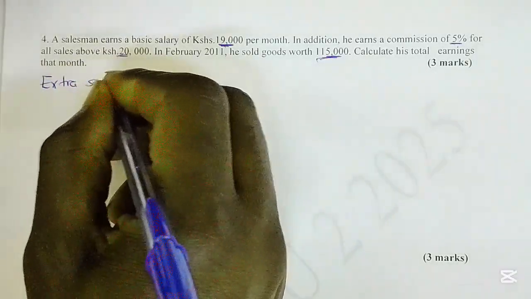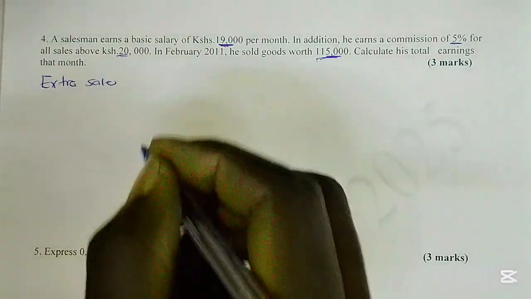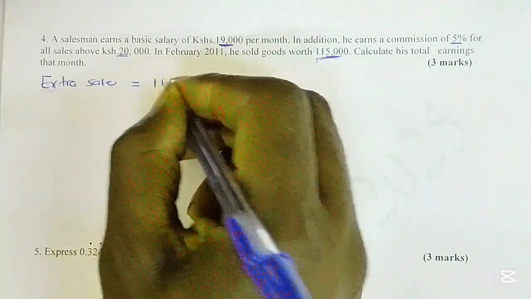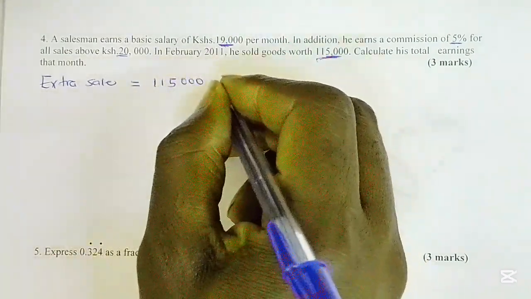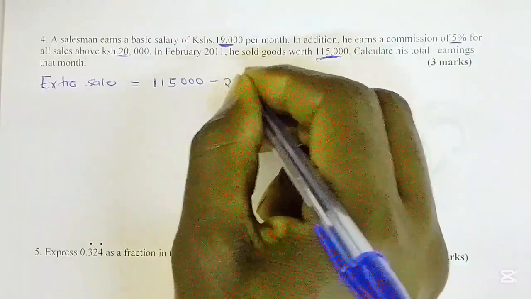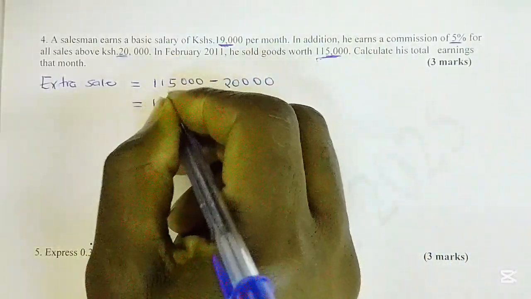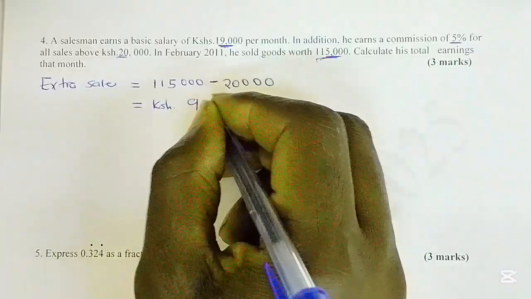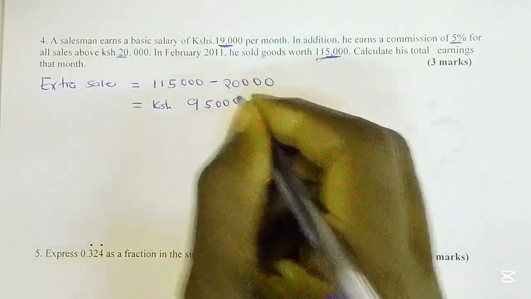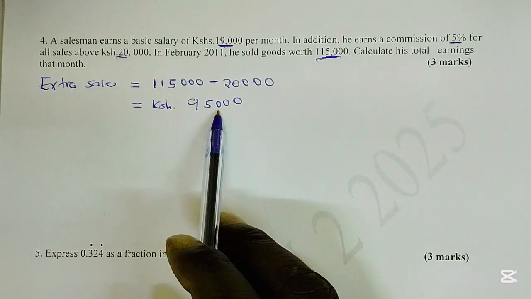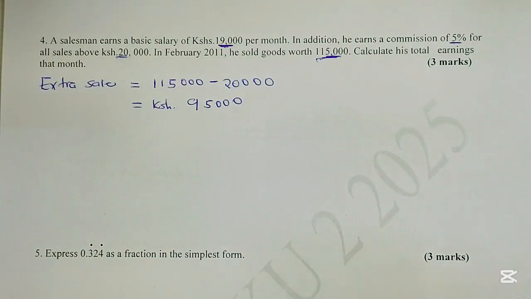That is the sales above. So the extra sales in this case is going to be 115,000 minus 20,000, which means he sold above 95,000. So he's going to earn commission on this 95,000. That is the sales above 20,000. He's going to earn commission on that.